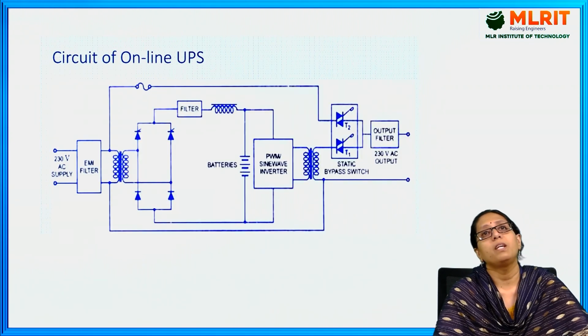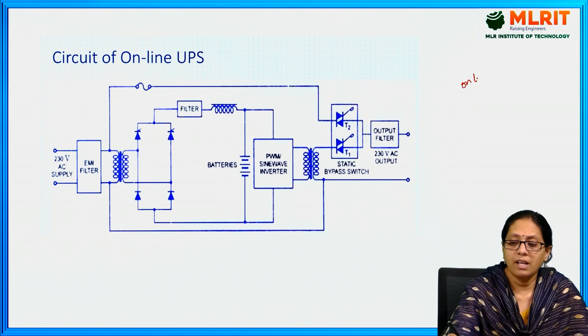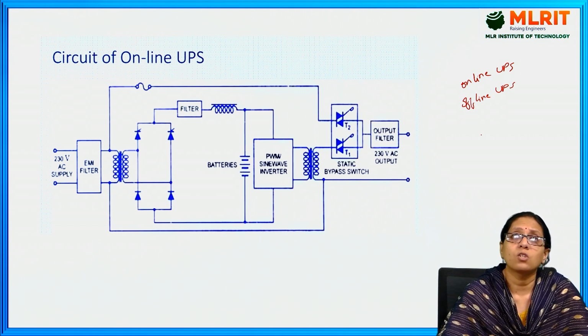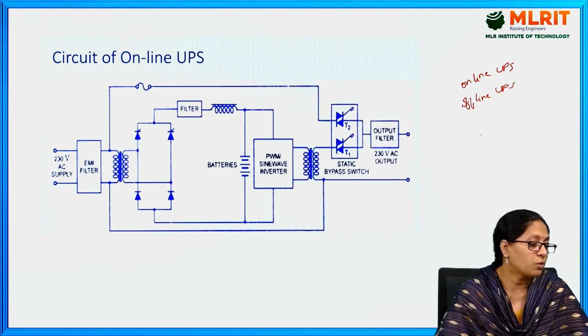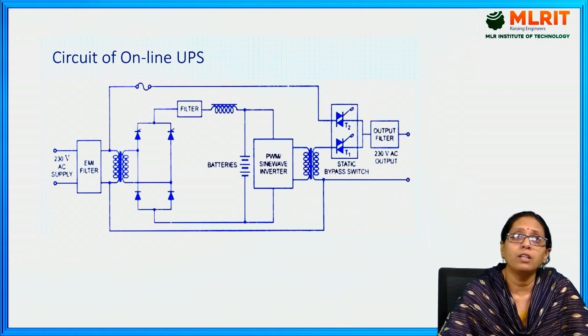The UPS is divided into two types, that is online UPS as well as offline UPS. There are two types of UPS. This picture shows you the online UPS.